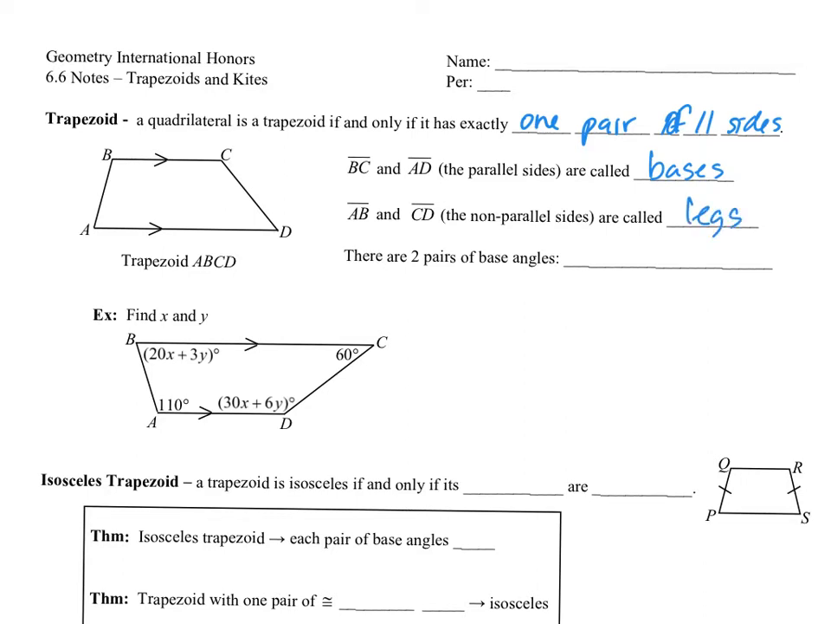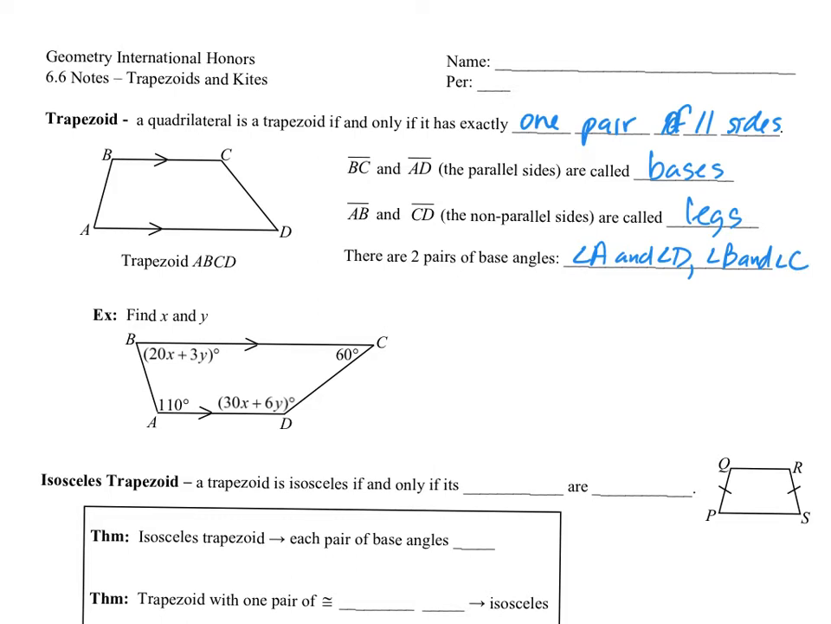And then also, as we look at a trapezoid, there are two pairs of what we call base angles. Base angles will always have one side that's a base, and a pair of base angles will share that one base. As you look at this diagram, we can see that angle A and angle D share this base AD. So one pair of base angles would be angle A and angle D, and the other pair of base angles would be the pair that share side BC. That would be angle B and angle C.